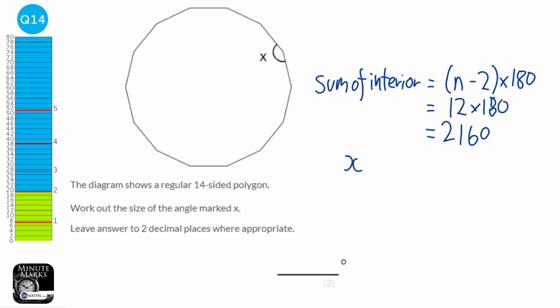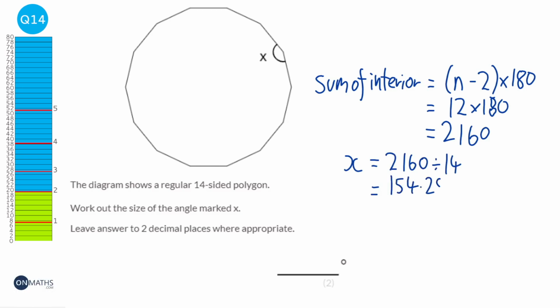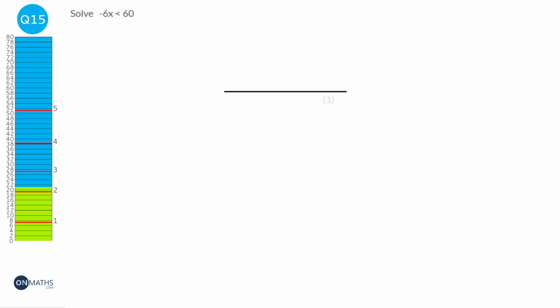So to find out what x is, we just need to get that 2160 and divide it by 14. And that's going to equal 154.285 and so on. And it says it wants it rounded to 2 decimal places, so that's going to be 154.29.